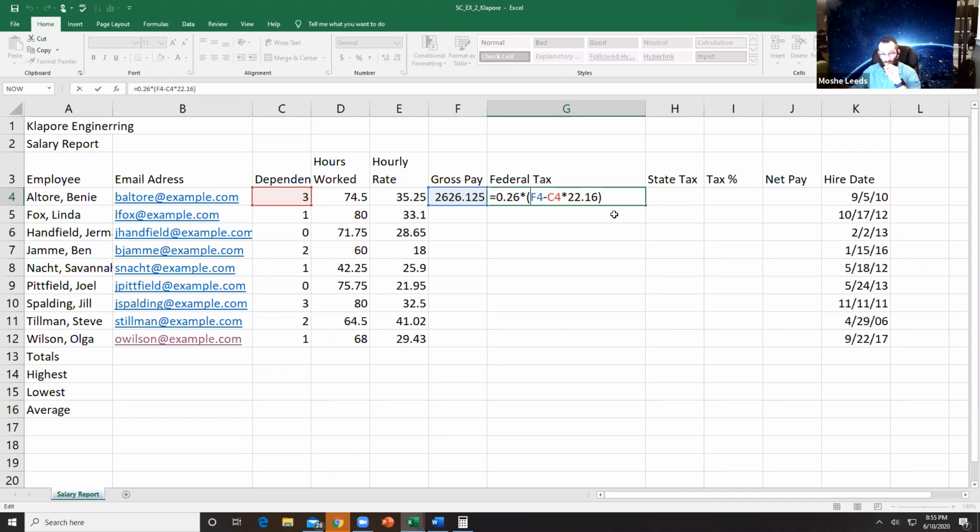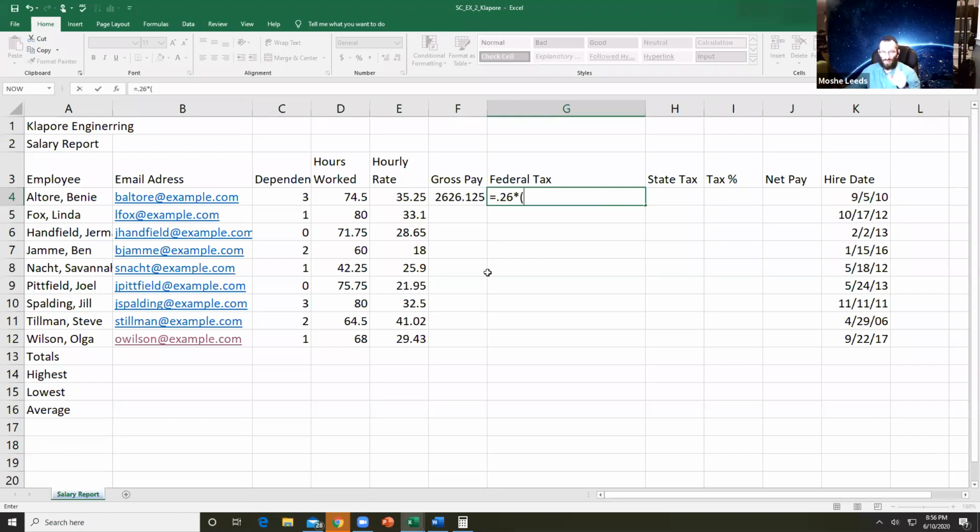Let me do this again. I'm going to delete it. I'm going to do equal. So I do 0.26, which is a representation of 26% of the gross pay deducted after I deduct my credit of my 3 dependents. So I want to do 0.26 multiply, okay? Now I'm telling Excel, I want you to multiply what I'm about to create in these parentheses, but first calculate what's in the parentheses and then multiply that by 0.26.